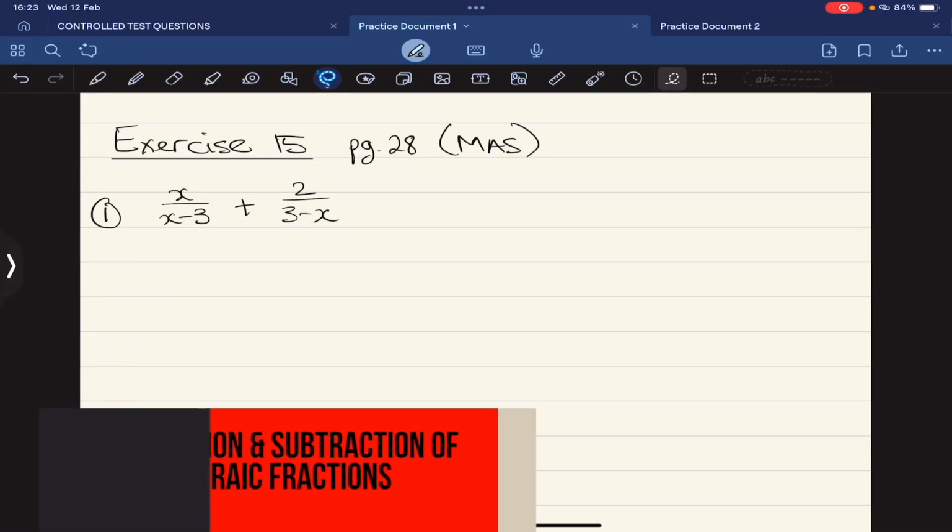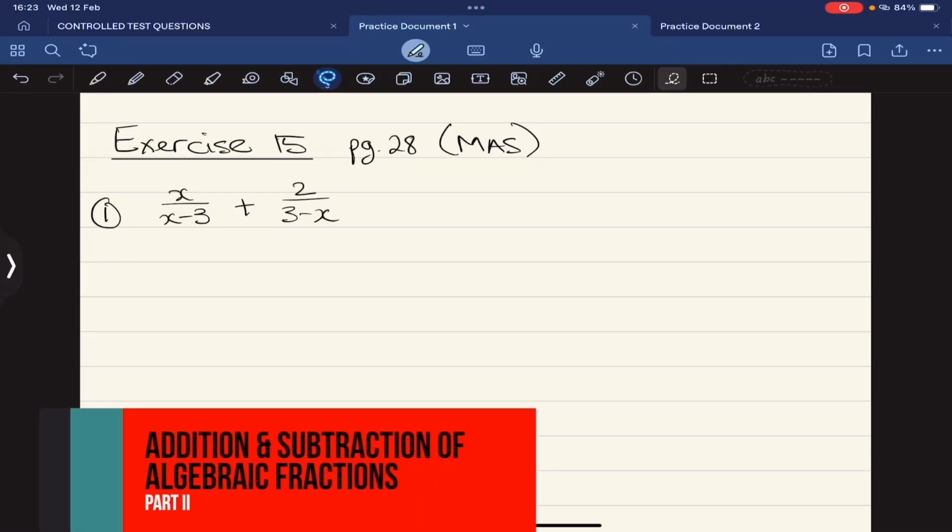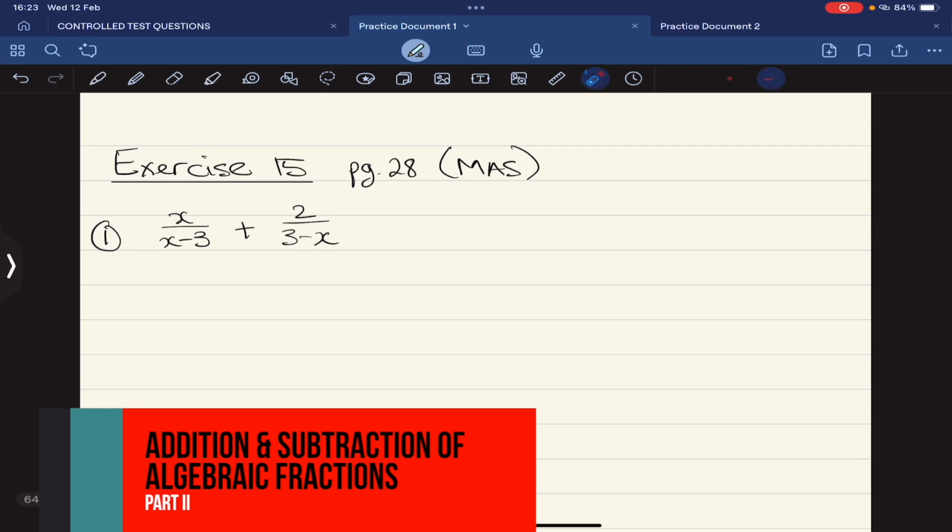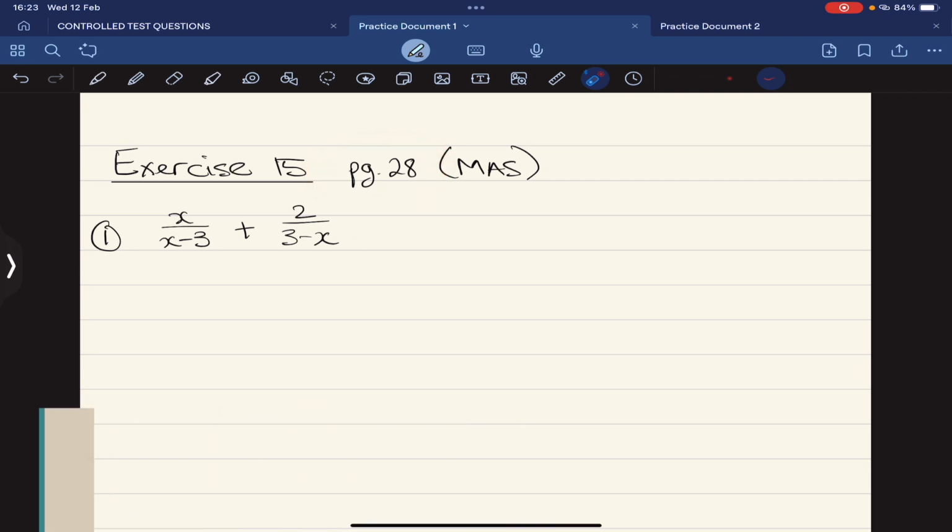We are back with our series on algebraic fractions. We are looking at exercise 15 from the Mind Action Series textbook. This is on page 28, so you could check those questions if you have those notes available. I will have a look at a few of the exercises in exercise 15, starting with number 1.